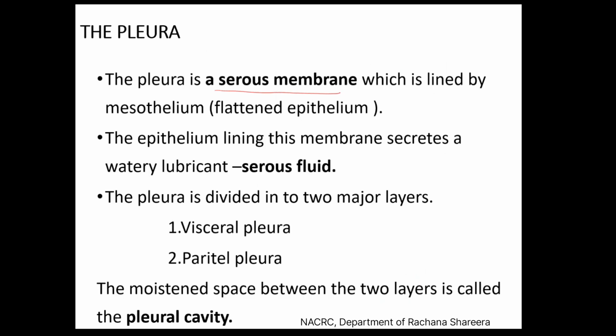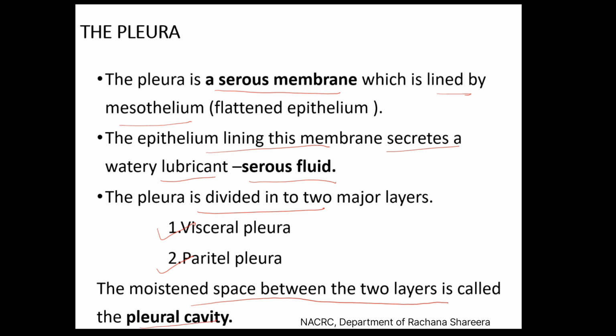Pleura is a serous membrane which is lined by mesothelium. Epithelium lining this membrane secretes a watery lubricant, serous fluid. Pleura is divided into two layers, visceral and parietal. The moistened space between the two layers is called the pleural cavity.